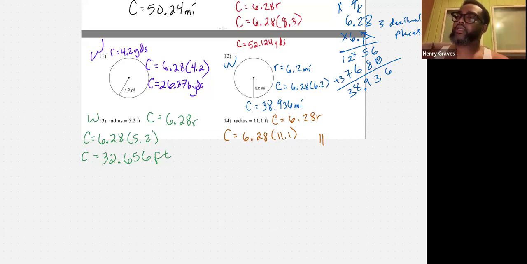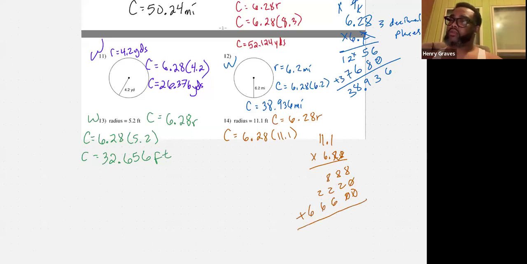8 times 1 is 8. 8, 8, 0, 2, 2, 2, 0, 0, 6, 6, 6. Add them all up. That's 8. It's 10. Put the 1 over here. 217. It's 9, 6. I have 3 decimal places. Yep, so it's going to be 69.708.